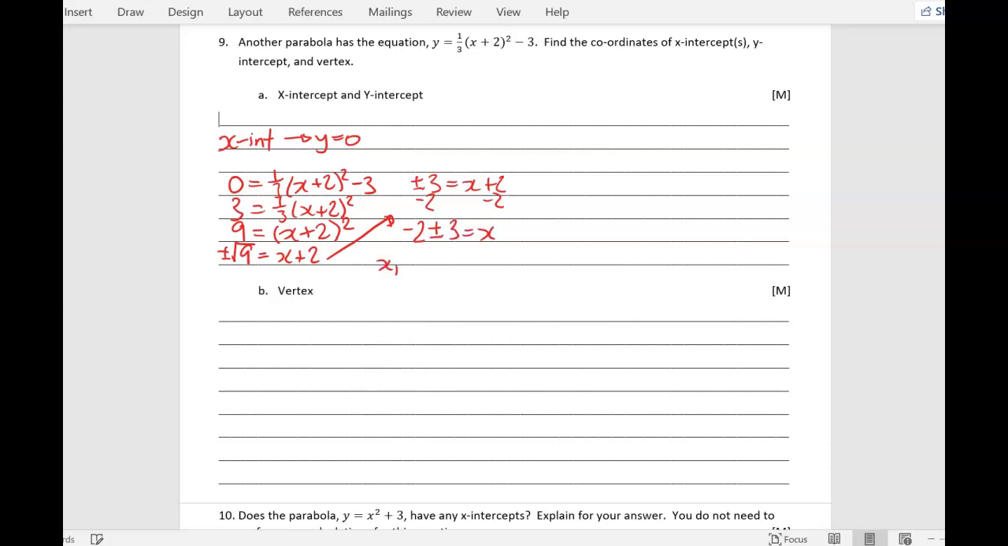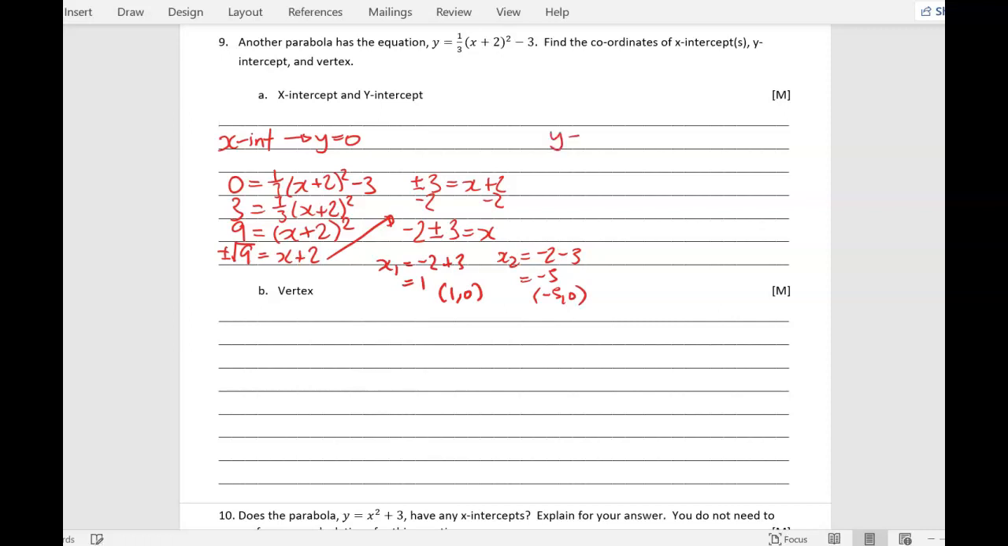So our first answer for x is going to be -2 plus 3, which is +1. So our coordinate would be (1, 0) for that point. Our second answer would be -2 minus 3 equals -5. And that's going to be (-5, 0). So x-intercepts done.